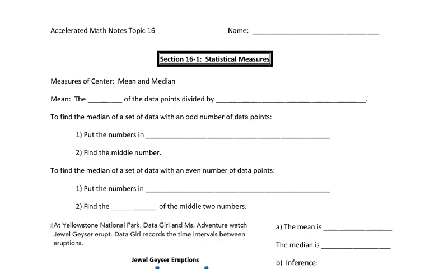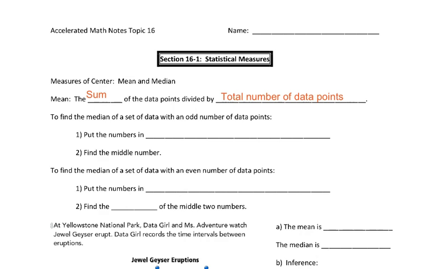In this lesson, you're going to learn about statistical measures and most specifically measures of center. And some of this you've already learned, so it will be review. Let's review the first one, which is mean. The mean is the sum of the data points divided by the total number of data points you have.